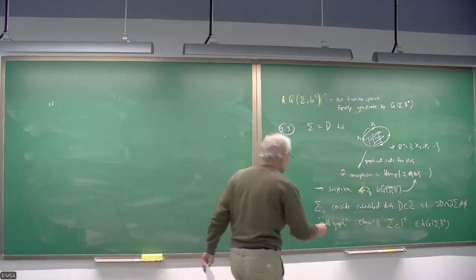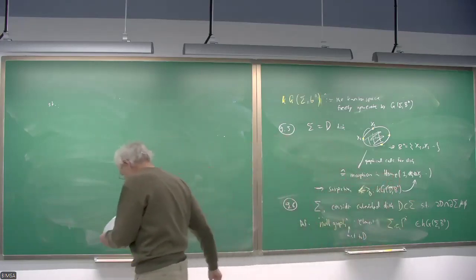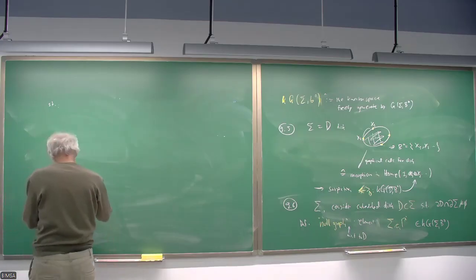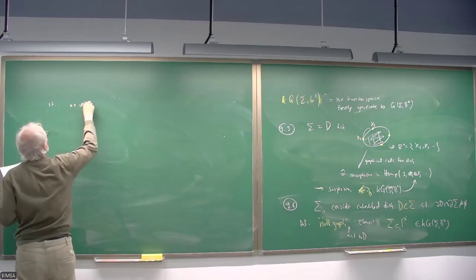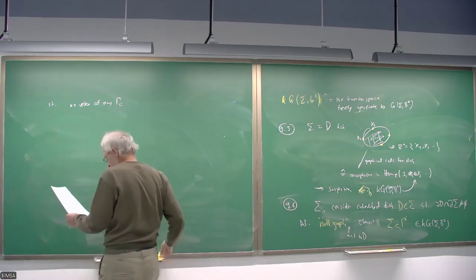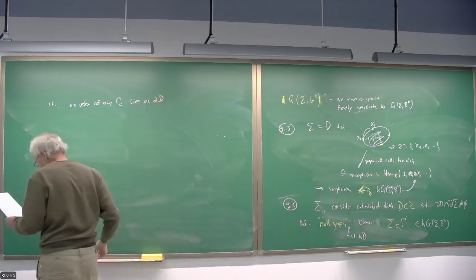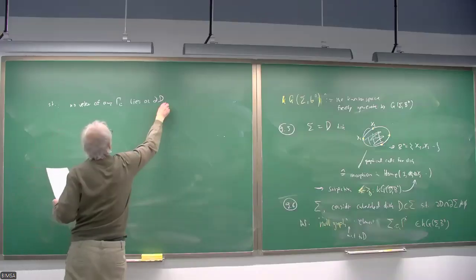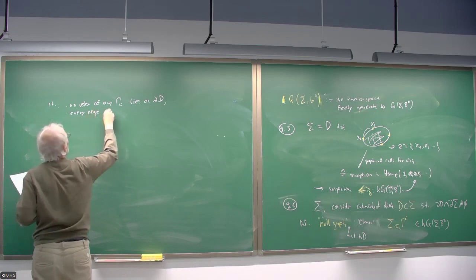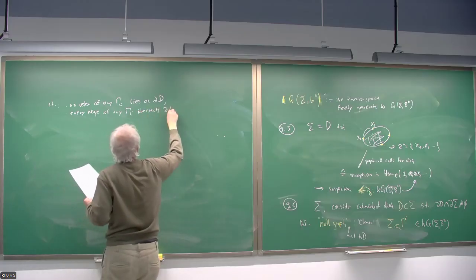First of all, we define this with respect to this B, and we say that no vertex of any of the gamma i's lies on the boundary of the disk, and every edge of any of the gamma i's intersects the boundary of the disk transversally.